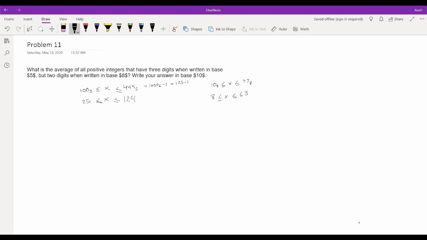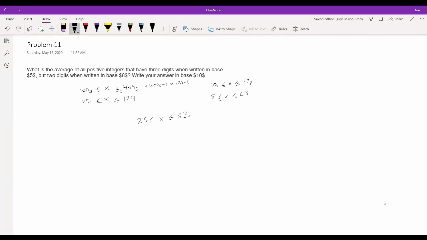So that means that we have 2 bounds. Well, we can see that x greater than or equal to 25 implies x is greater than 8, and x less than or equal to 63 implies x is less than 124. So the restriction really just becomes 25 is less than or equal to x, which is less than or equal to 63.